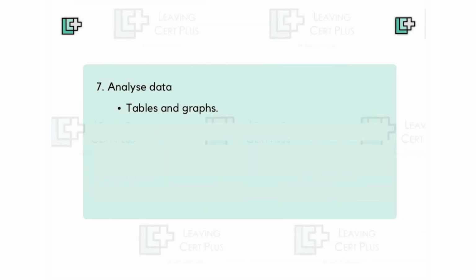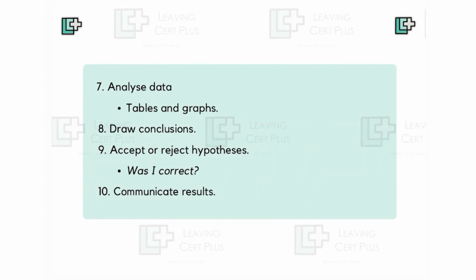Step 7, we analyse the data, and we can present this data through tables or graphs. From this data, we can then draw conclusions. And finally, we are accepting or rejecting our hypothesis along with communicating our results. Remember, it doesn't ever matter if we are correct or incorrect on our hypothesis, as long as we can draw these conclusions and analyse the results adequately.